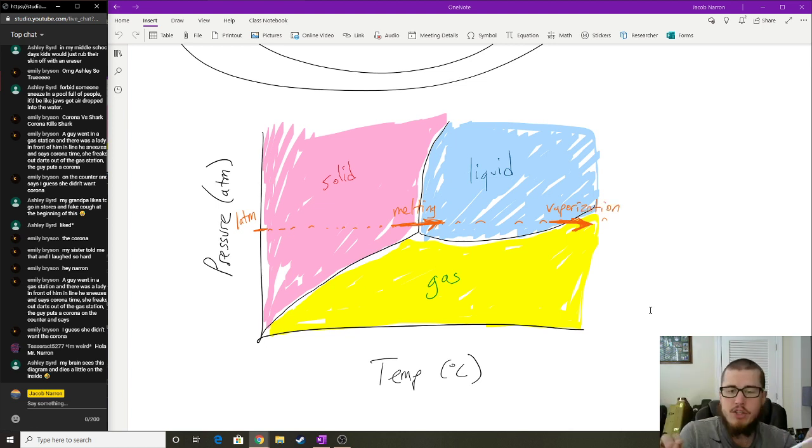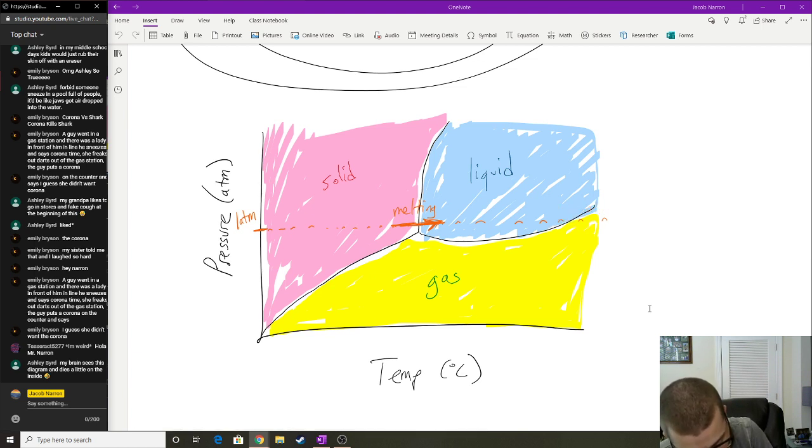Again, we have not changed the pressure. That line is flat, so I'm not going up or down on my y-axis, because you want to think of pressure as the y-axis. That 1 atmosphere stays the same, so pressure is staying constant. There's melting, there's vaporization. Can you go the other way? Yes, you can. We want to go the other direction.